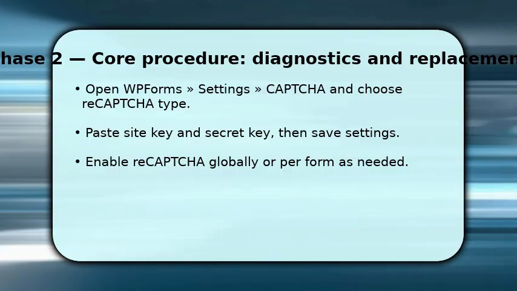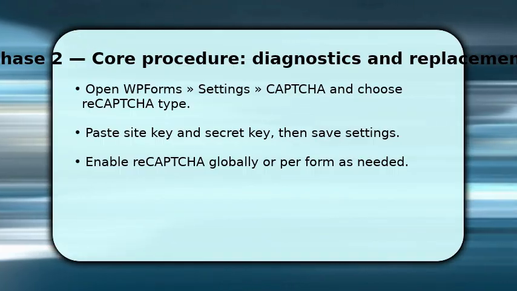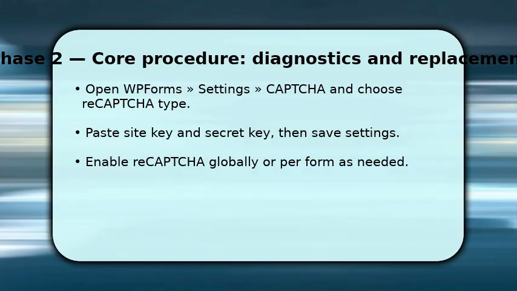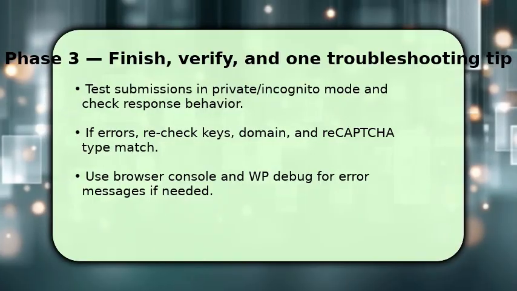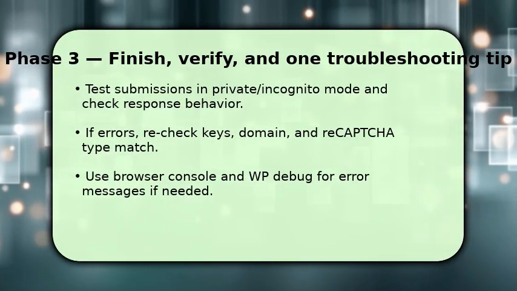After saving, edit the form you want to protect, add the reCAPTCHA field, and position it near the Submit button. Once configured, test the form in a private window to verify the widget or invisible token appears. Finish by submitting the form several times in private mode to confirm reCAPTCHA blocks bots and permits real users. Observe visual widget or V3 score behavior.